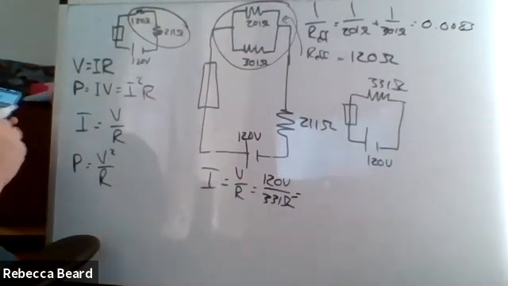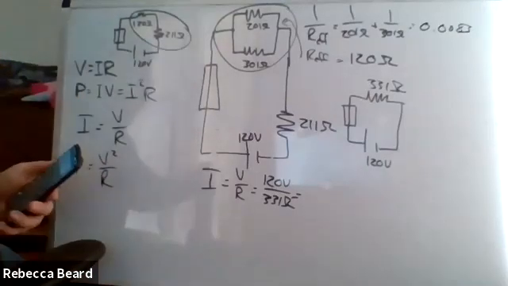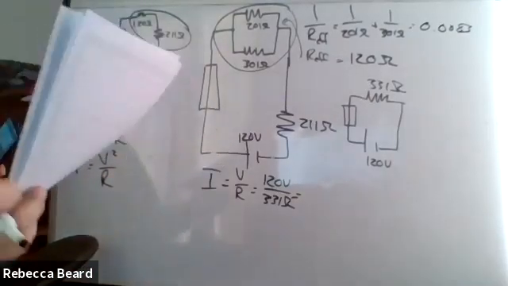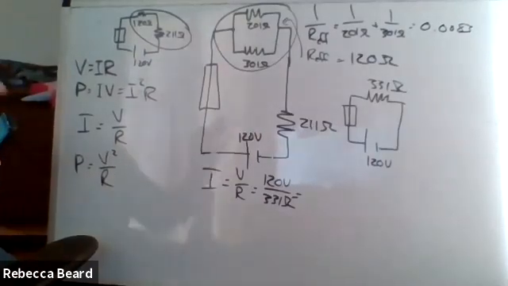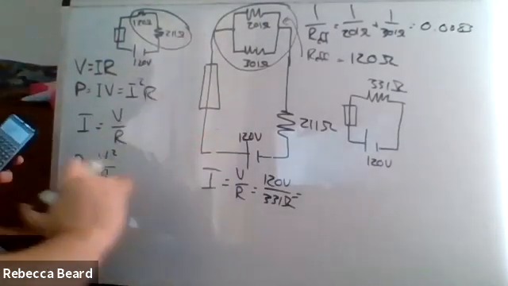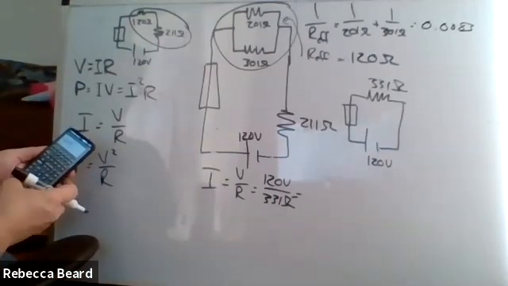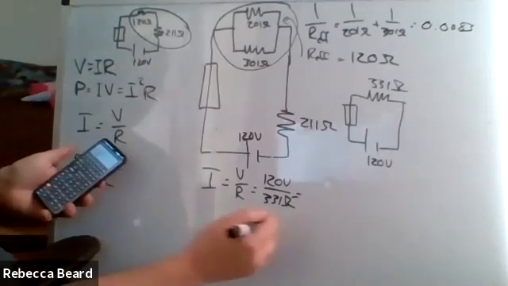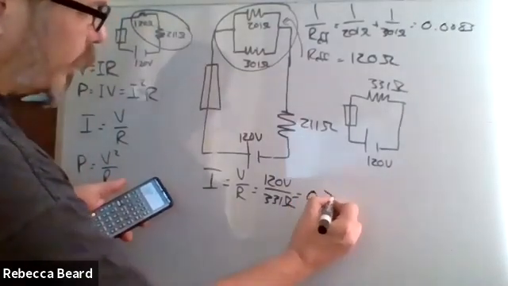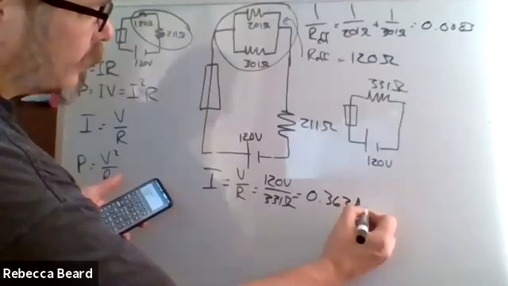I really don't even have to do the math here, I think, because the fuses that he has are 1, 5, and 10 amp. So we're probably looking at the 1 amp fuse. But for the grader's sake, please finish calculating this out because they're going to be looking for that. So I'm going to go 120, enter, 331, divide, to get a current of 0.363 amps.